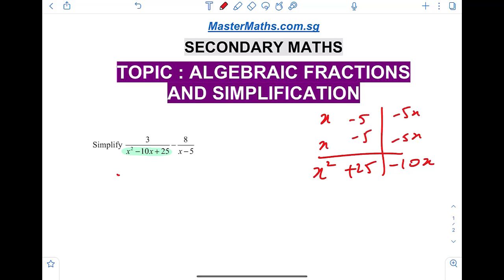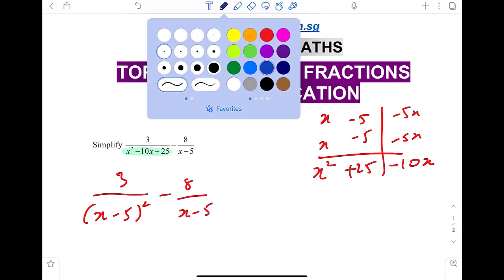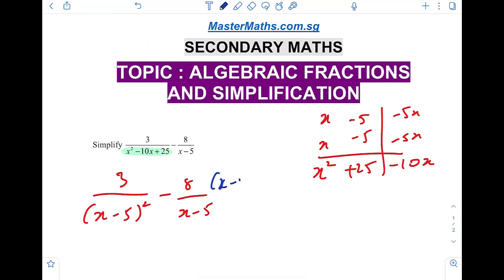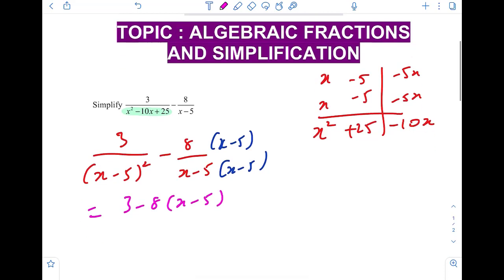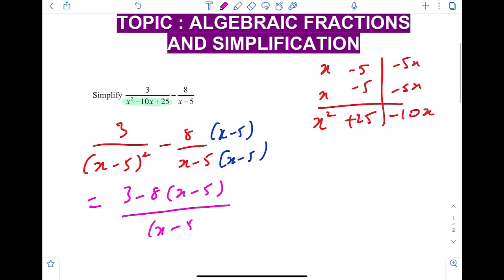So we'll have 3 over x minus 5 squared, that's x minus 5 times x minus 5, minus 8 over x minus 5. What's lacking in the second fraction is just an x minus 5, so that the denominator can be made the same. Everything is divided by the same denominator now.